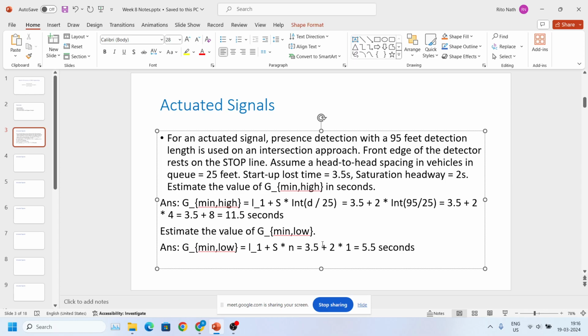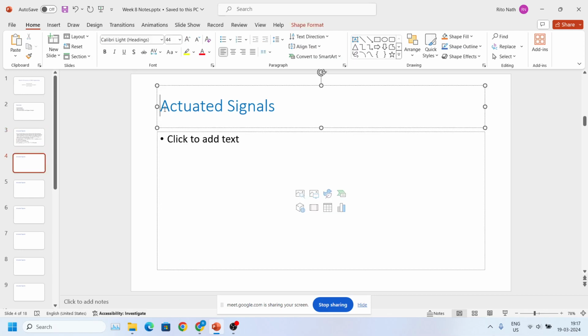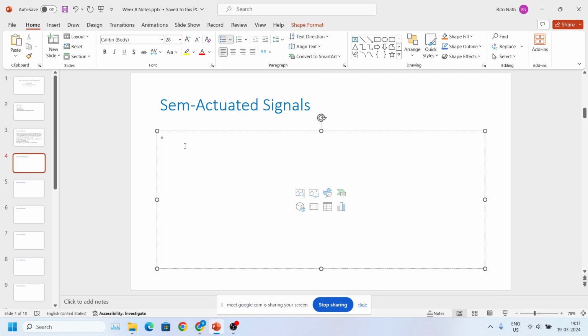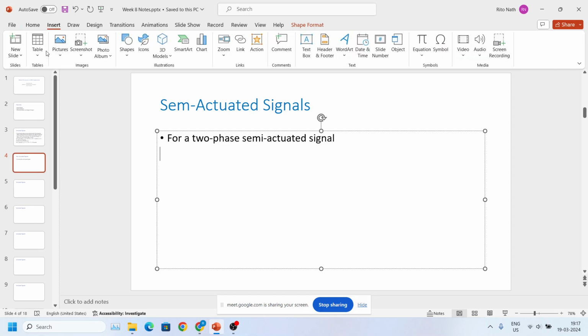Let's see what it is. Yeah, so this is something related to, I think, a semi-actuated signal, and it's a two-phase signal. So let's actually solve it. It's on semi-actuated signals. So the problem is for a two-phase semi-actuated signal. There is one table that is given to you.